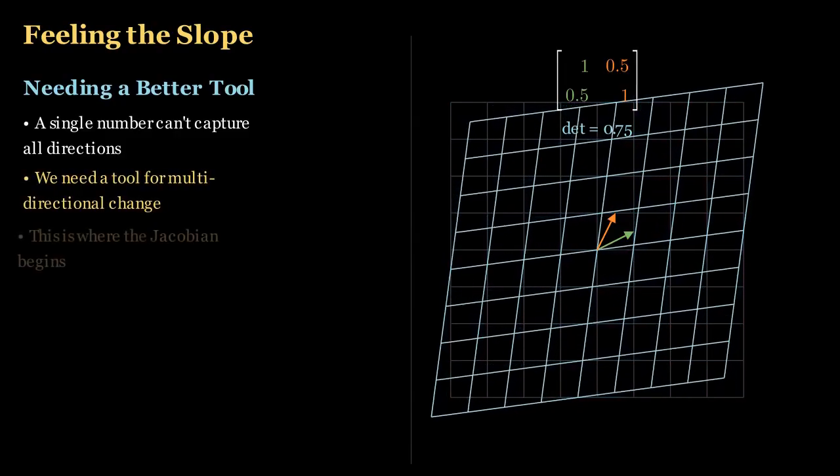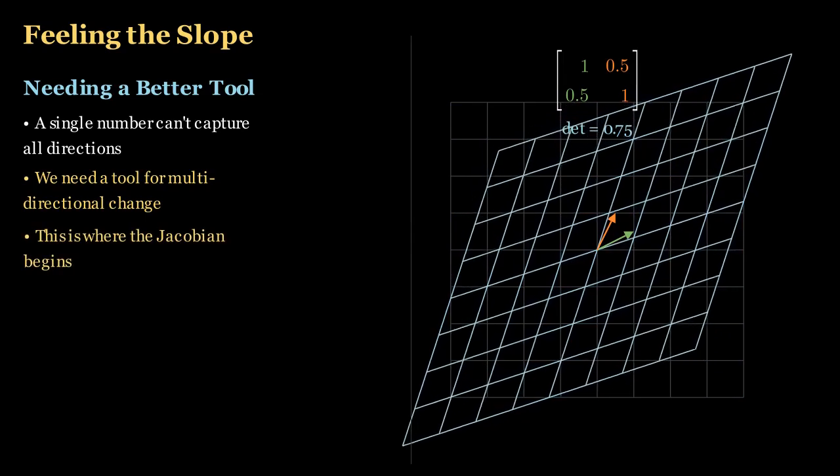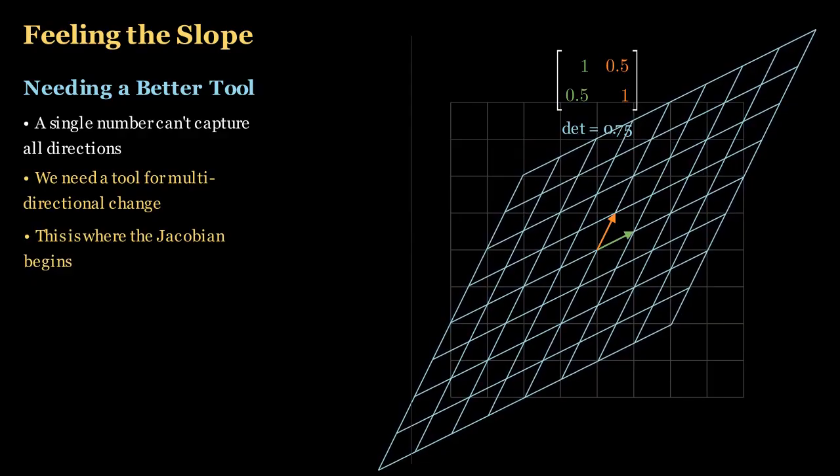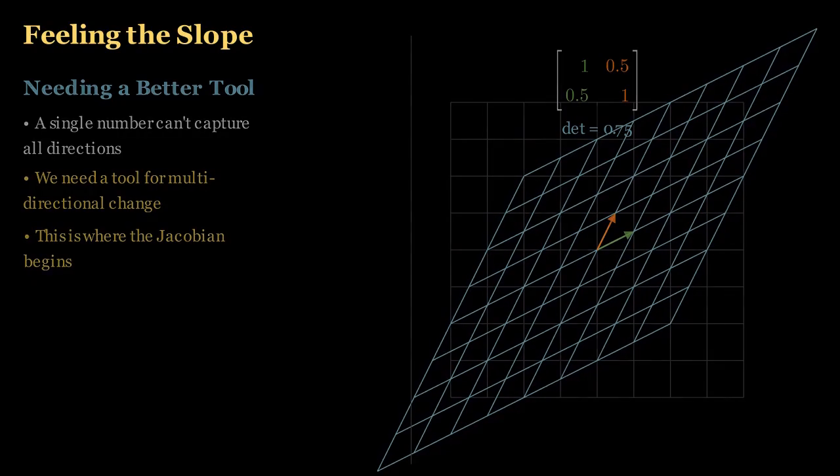A single number, like the slope is 10, only works for one chosen path. To understand change in every possible direction at once, we need a new kind of tool. That tool starts with the J.